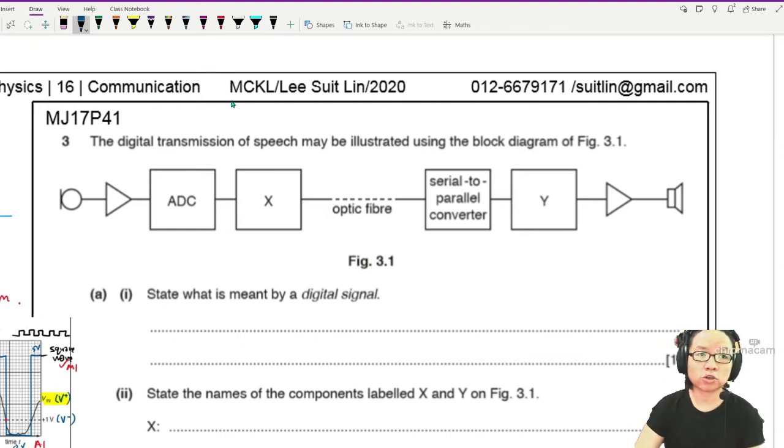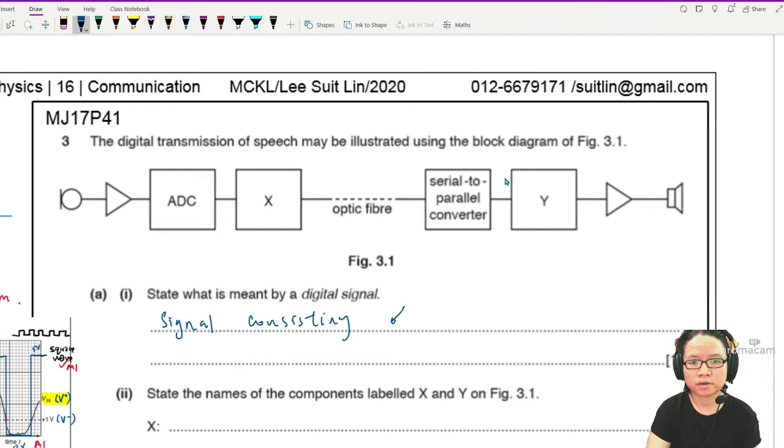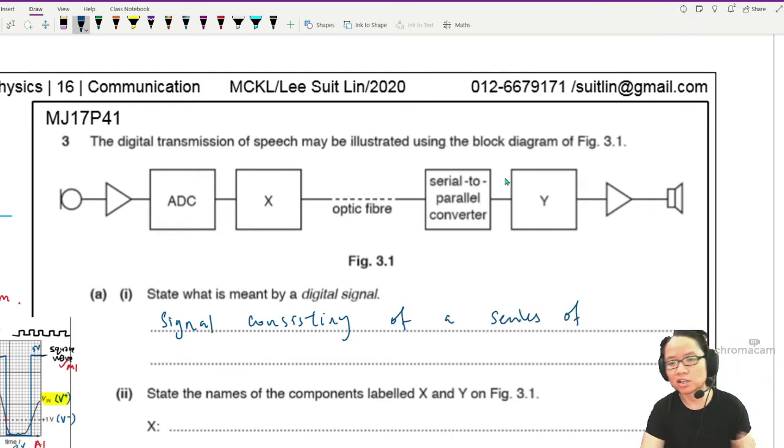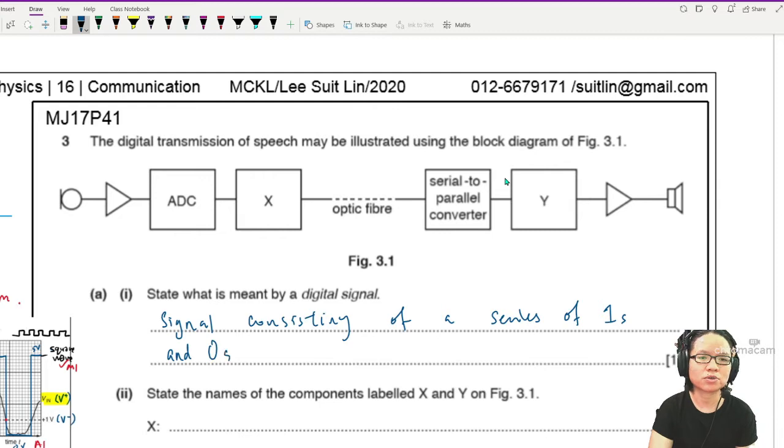So here it talks about the digital transmission of speech. It can be illustrated in the block diagram below. Okay, so first, state what is meant by a digital signal. You can refer to your notes, but this is a signal consisting of a series of highs and lows, ones and zeros, on and off. Okay, so I'm just going to stick to ones and zeros to remind ourselves of the binary code.